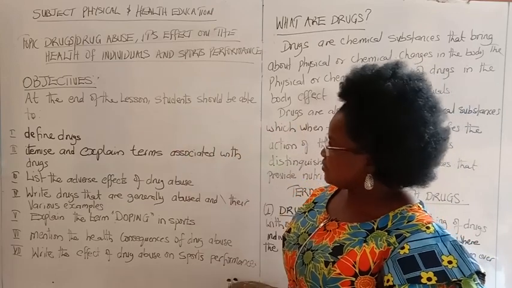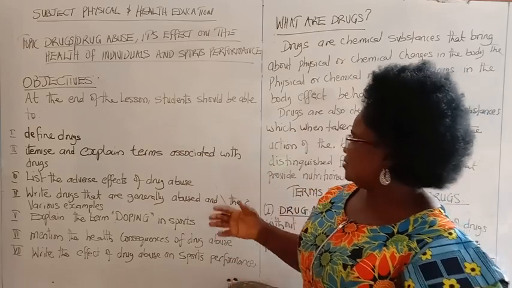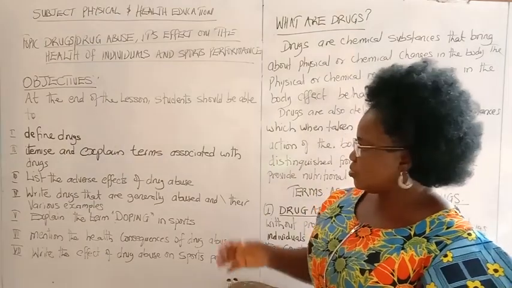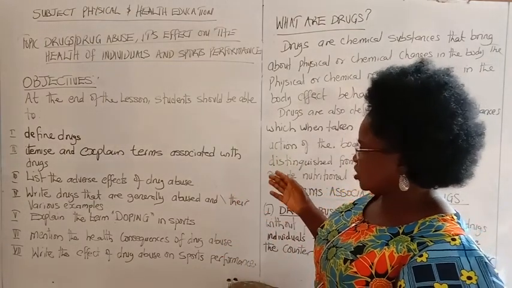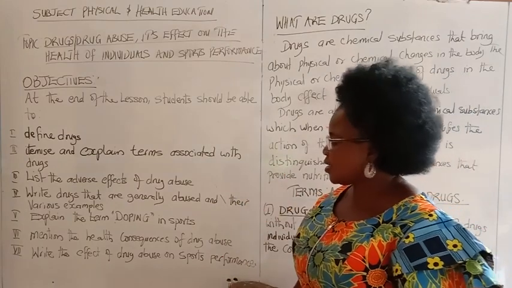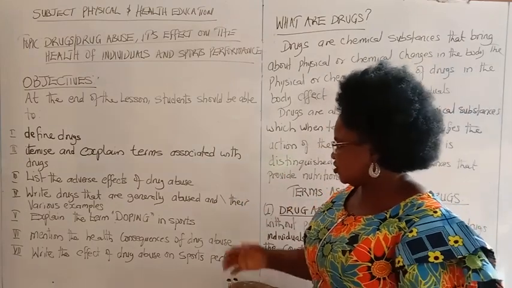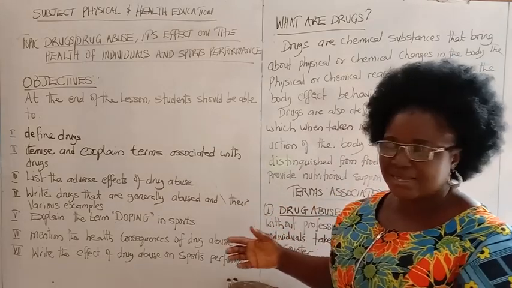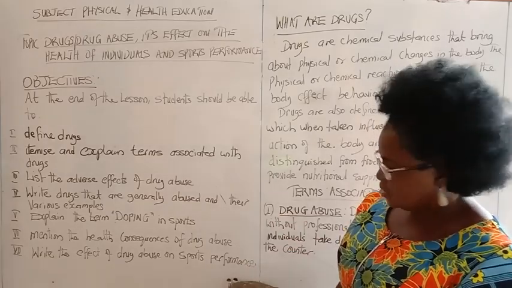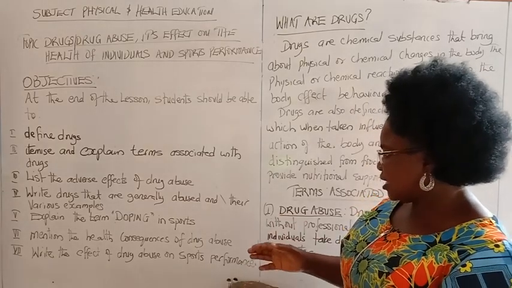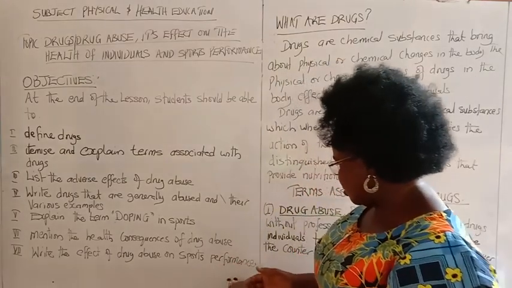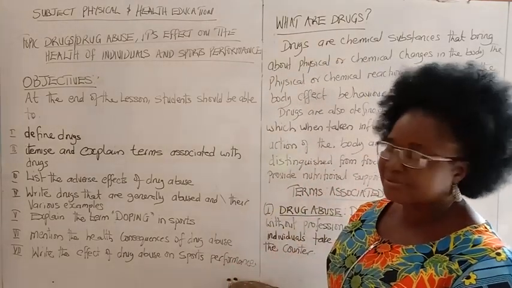Now we look at the objective. At the end of this lesson, students should be able to: 1. Define drugs, 2. Itemize and explain terms associated with drugs, 3. List the adverse effects of drug abuse, 4. Write drugs that are generally abused and their various examples, 5. Explain the term doping in sports, 6. Mention the health consequences of drug abuse, 7. Write the effect of drug abuse on sports performance.